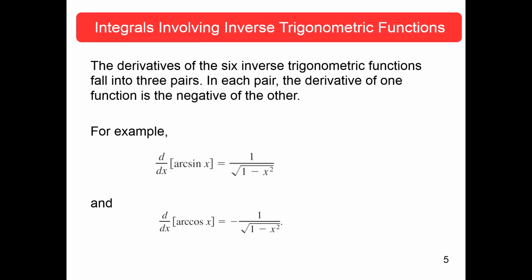The derivatives of the 6 inverse trigonometric functions fall into 3 pairs. In each pair, the derivative of one function is the negative of the other. The derivative of an arc sine is exactly the same as the derivative of an arc cosine, except the arc cosine is a negative. Okay? But other than that, they look the same. Now, here's what you're going to get out of here. Therefore, when you see something that looks like this, here's your trig substitution.